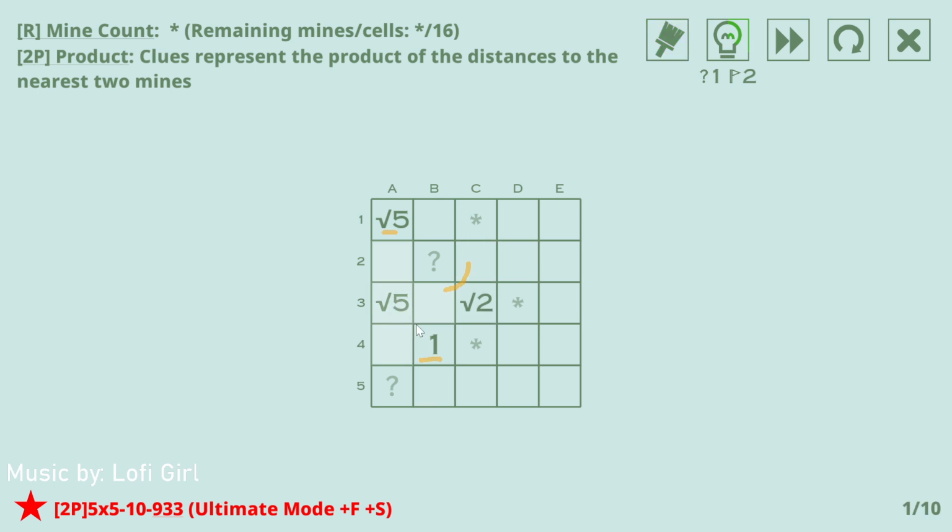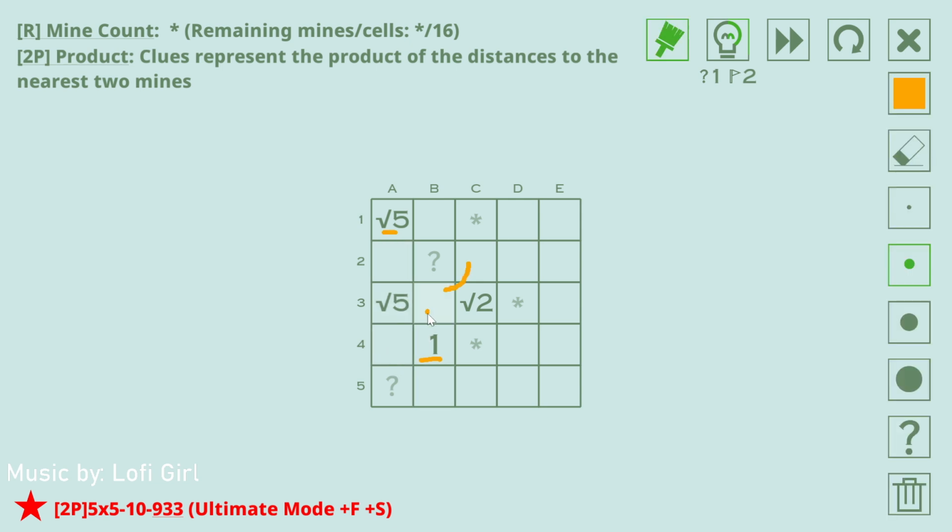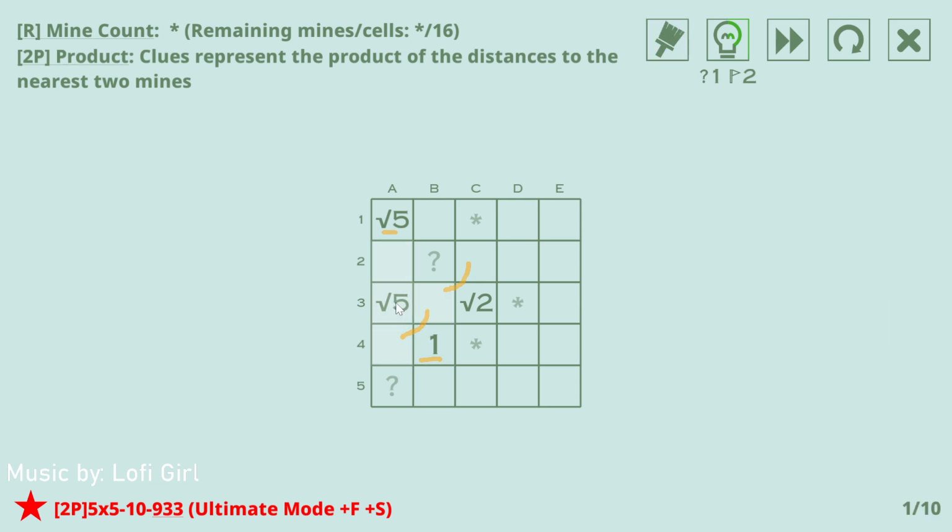Now this 1 and this root 5 interact because there's only 3 cells here. At least one of them has to be in here, which would complete the 1 away for the root 5. So that's not a mine, therefore that is. Also that's a mine. Sweet. This 2 must be a root 2 times root 2 because you already see something that's a root 2 away. So that's a mine, these are both not.